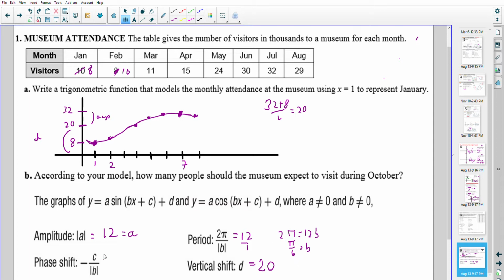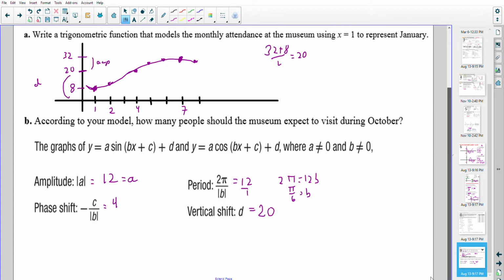That can help me with my phase shift. The phase shift here is where the least horizontal shift from the y-axis occurs, and that's going to occur right at this point, which is at 4. So it's shifted to the right 4 units, which means I'm going to set that equal to 4. I know what my B is at the moment because I already calculated it's pi over 6. So I'm going to rewrite this as negative C over pi over 6, which is my new B, equal to 4. Cross multiply and solve.